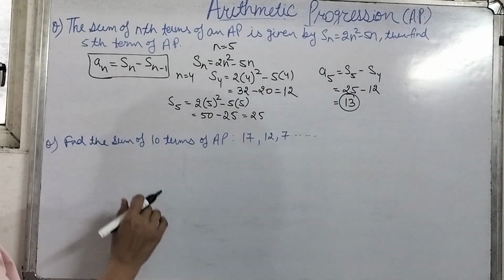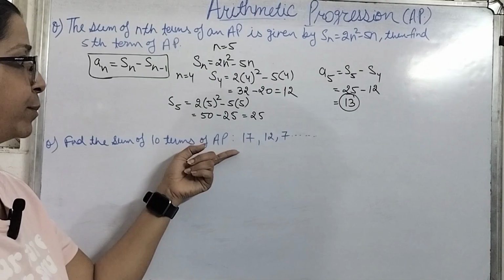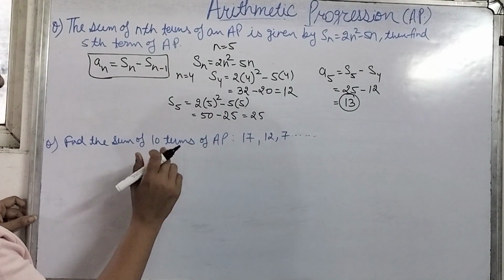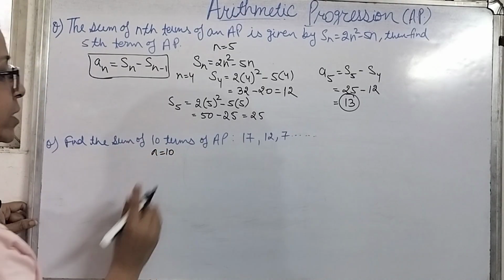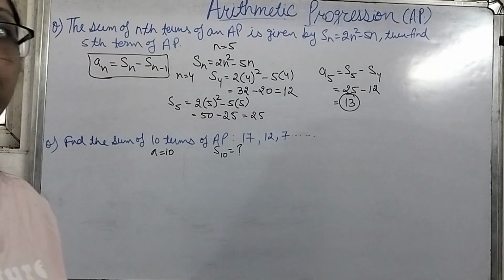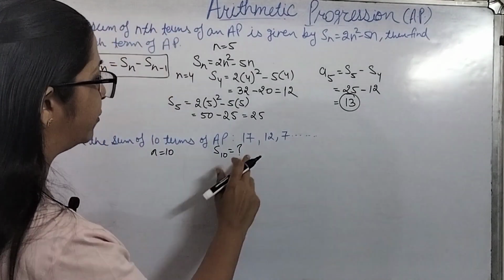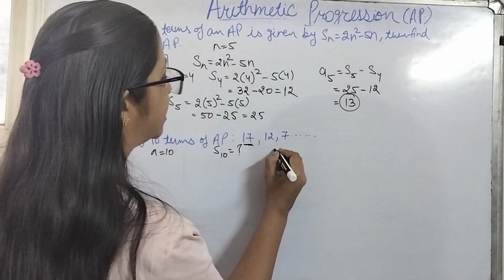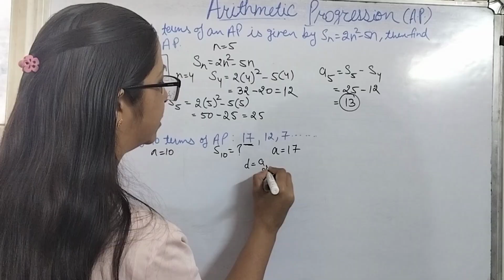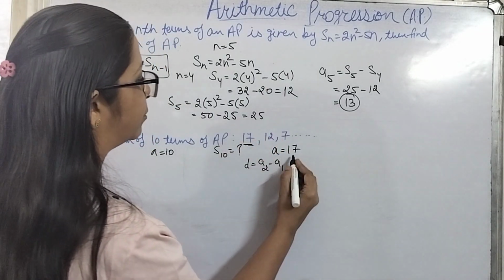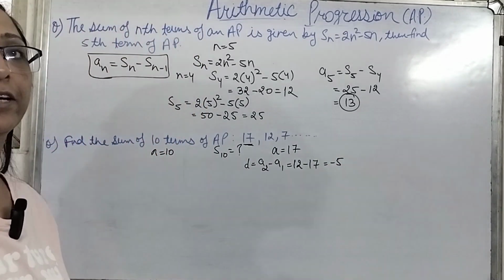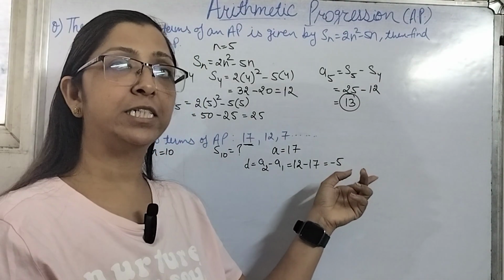Now the next question is to find the sum of 10 terms of an AP: 17, 12, 7. This is an AP. We have to find the sum of 10 terms. That means n is given to us as 10 and we need to find the value of S10. From here we can see the first term is 17, that means the value of a is 17. The common difference d is the second term minus the first term, that means 12 minus 17, which is minus 5. The common difference is minus 5.